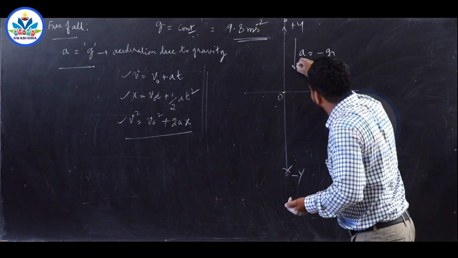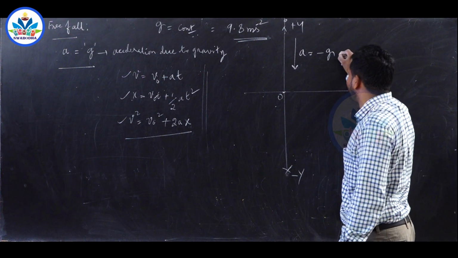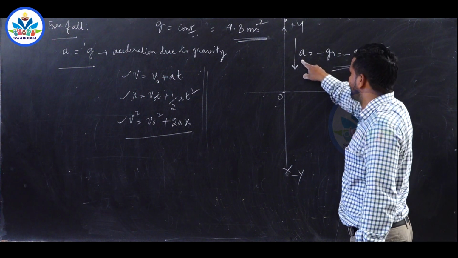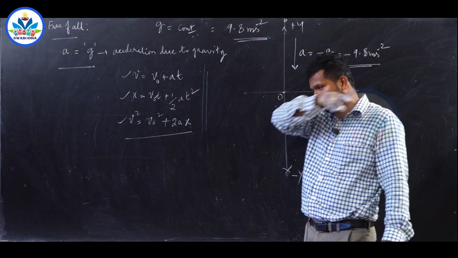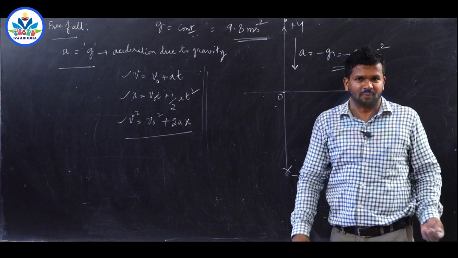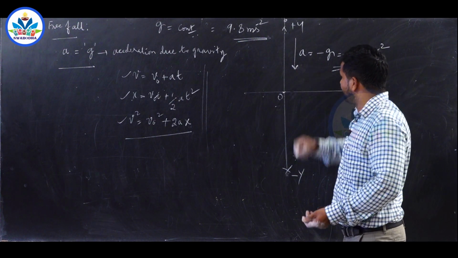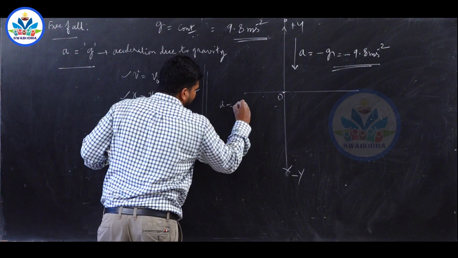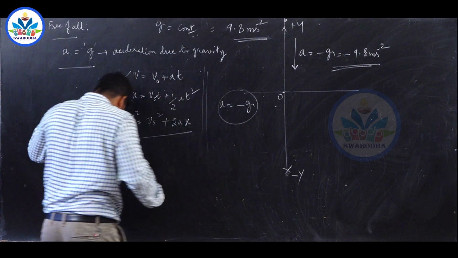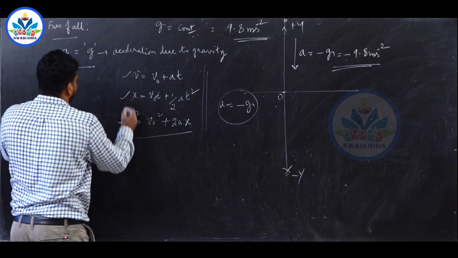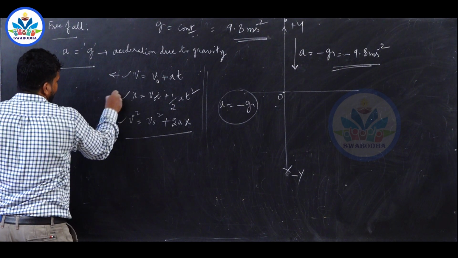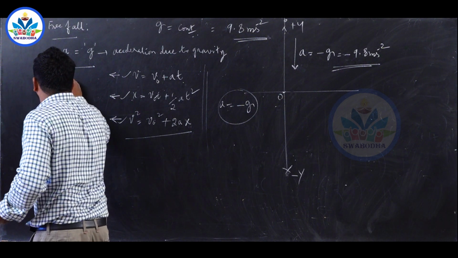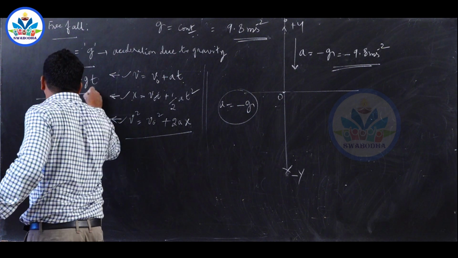Here acceleration is always downward. a equal to minus g, that is minus 9.8 meter per second square. Again, acceleration has magnitude 9.8 meter per second square. Direction is always negative. Okay, always negative. Keeping that in your mind, substitute a equal to minus g in these three equations, and you will get the equations for free fall one by one. v equal to v naught plus at becomes v equal to v naught minus gt, first equation.